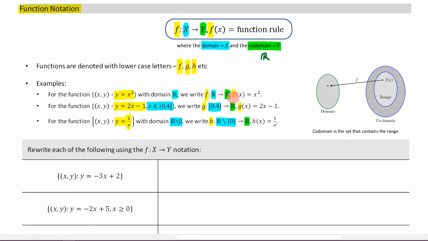codomain, which again, do you see how my codomain is always just all real numbers? So don't even stress about it. Then we have h of x written like this, and then our function rule. So that is how this operates.